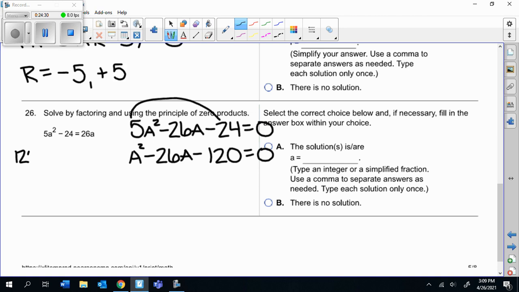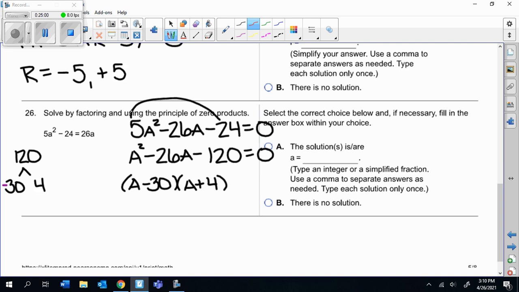So what are some factors of 120 that make 26? How about 30 and 4? I was worried I wasn't going to find that very quickly. I knew that one of the numbers had to be positive, one negative. One of the factors had to be a little bit bigger to come up with 26. So a minus 30 and a plus 4.